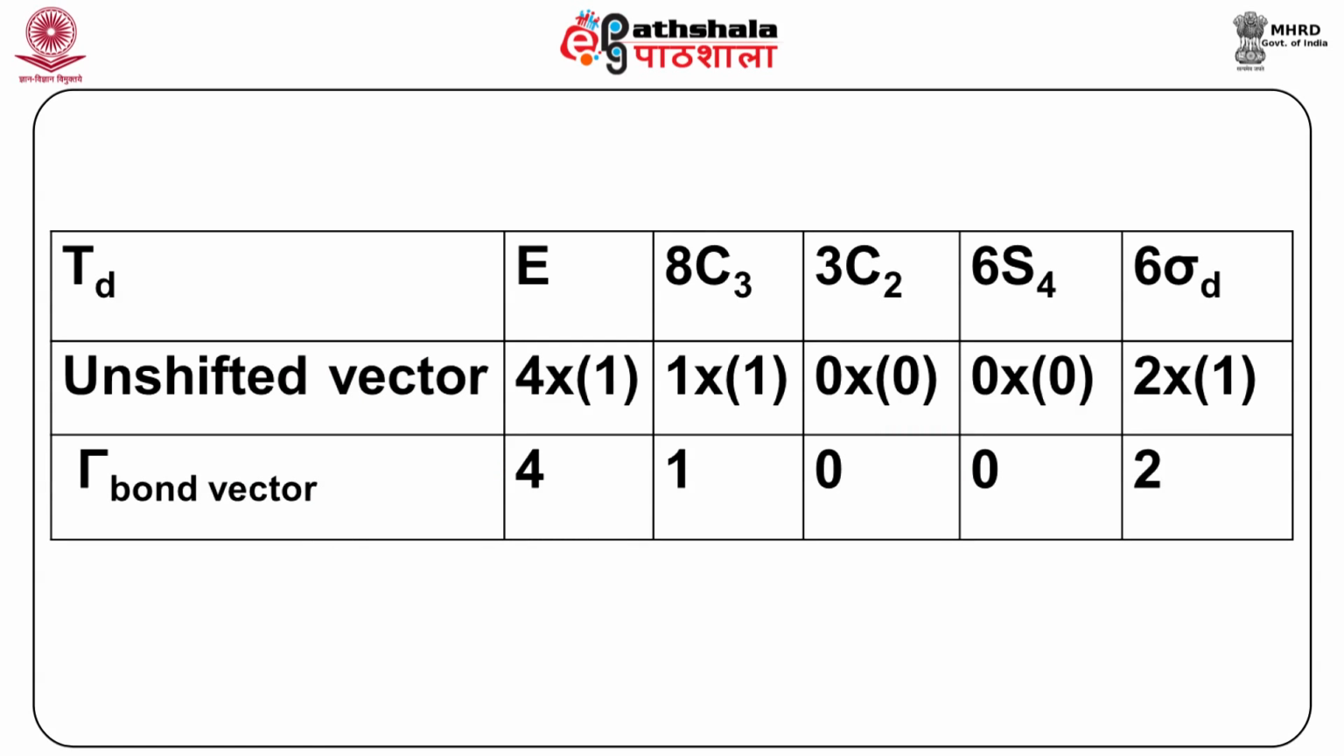The unshifted vector, in the first column, gives under E it is 4, under C3 it is 1, under C2 it is 0, under S4 it is 0, under sigma D it is 2. And the tau bond vectors is given as 4, 1, 0, 0, 2. That is, here we directly multiply with the character.